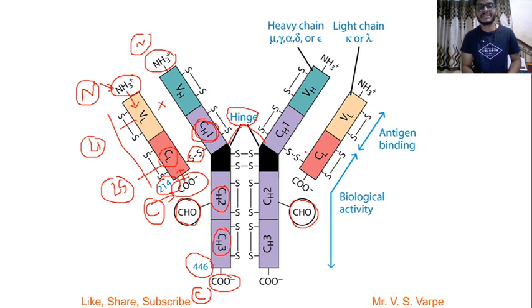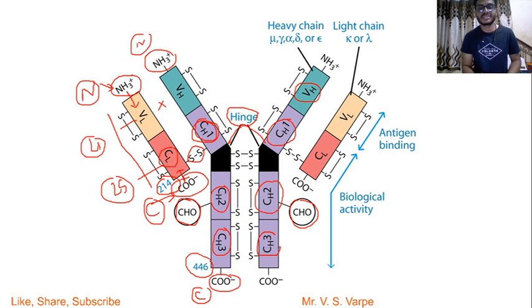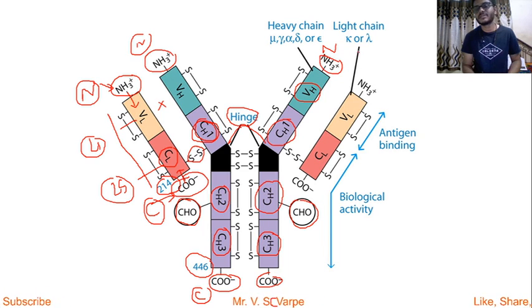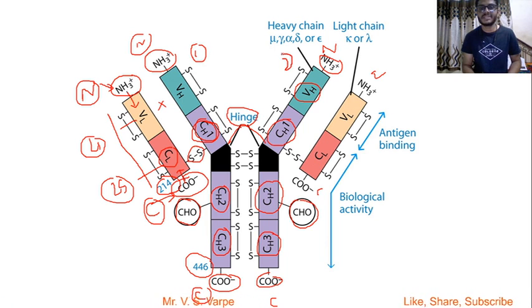Okay, then on this side the same concept applies. Here also there is the variable heavy region, CH1, CH2 and CH3. Again here is the carboxyl group, the C terminal of the heavy chain, and this one is the N terminal. Same as here, this one is the N terminal and this one is the C terminal. Okay, this is the first heavy chain and on this side the second heavy chain. This one is the first light chain and this one is the second light chain.